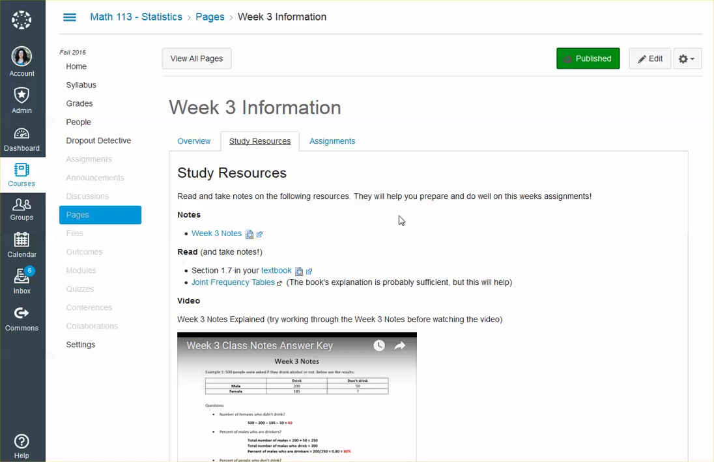But for study resources, we've got the week 3 notes. These notes are pretty specific for the quiz for this week. So the whole focus is on the joint frequency tables, and that's section 1.7 in your textbook. And then this link to the notes should help as well, even though the textbook should be fine, but this might help.